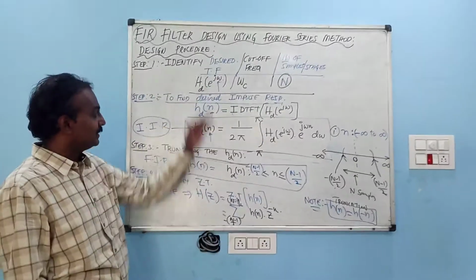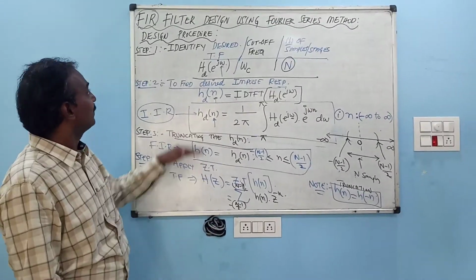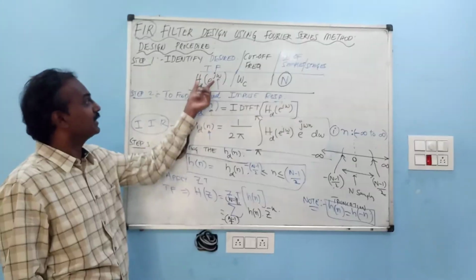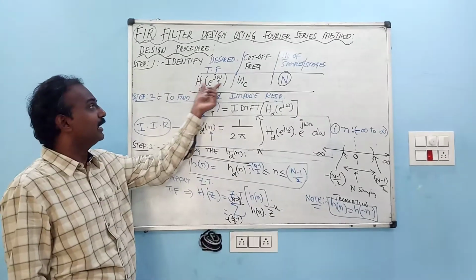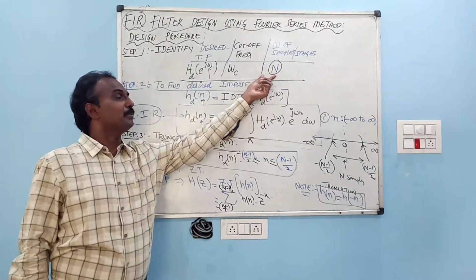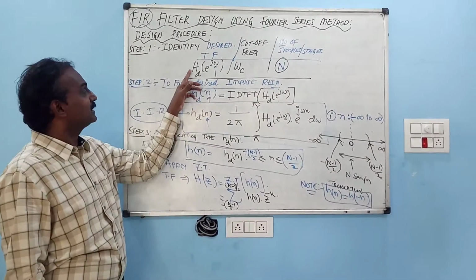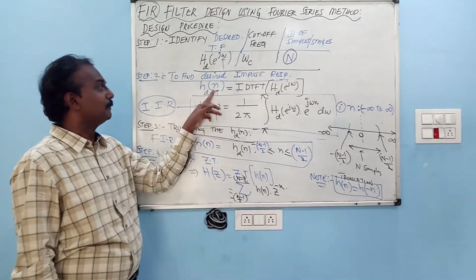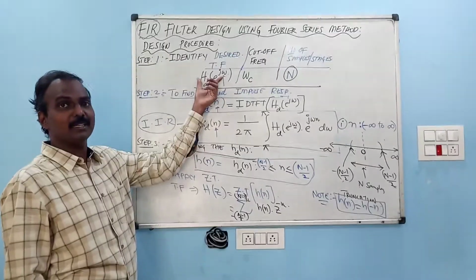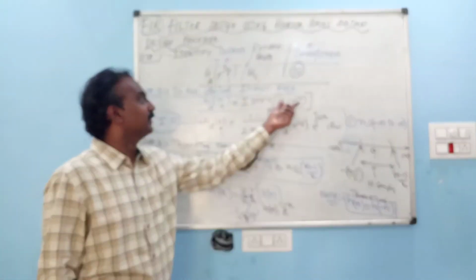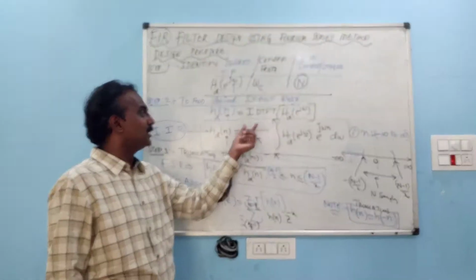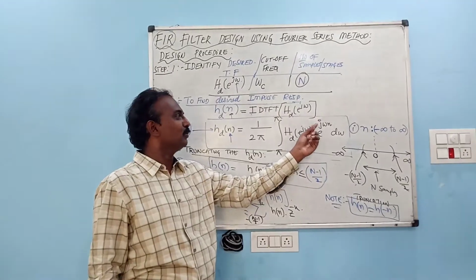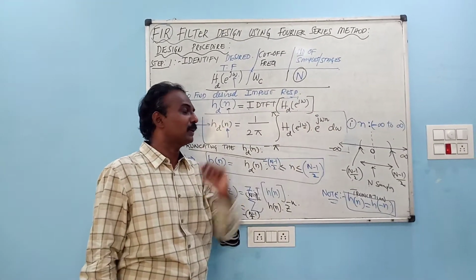Now let us see what we have done till this step. The first step is, we have given transfer function, desired transfer function capital H d of e power j omega we identified, and cutoff frequency and total number of samples capital N we identified. Next, from this transfer function we want impulse response. So desired impulse response is capital h d of n, nothing but inverse discrete time Fourier transform of this given transfer function. So inverse DTFT formula is 1 by 2 pi times integral from minus pi to pi of this given transfer function times e power j omega n. This is in frequency, so integrating with respect to omega.